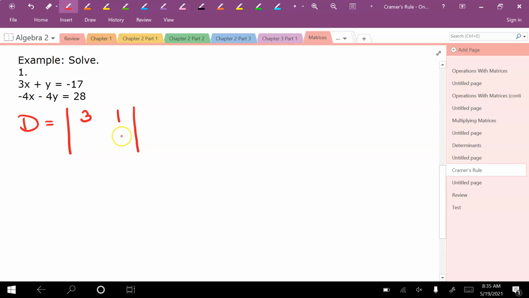Okay, and then on the bottom, you grab the same pieces, those coefficients in front of the x and the y. So that one says negative 4x minus 4y. So they both have negative 4 sitting in front of them. Okay, so negative 4, negative 4. All right, let's set up the determinant in relation to the x.